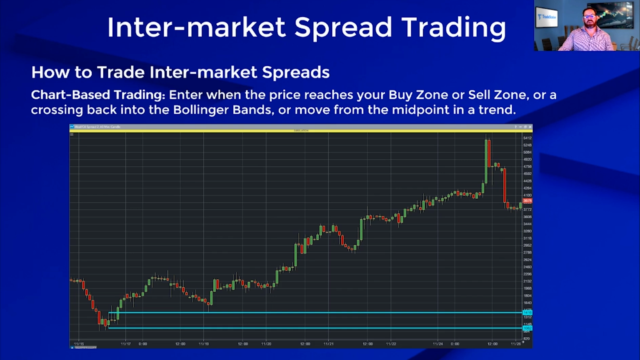Now, intermarket spreads, there's a couple different ways of trading this. Because you're trying to chart the actual spread, which is the price difference between the two related securities. You do it on notional value. You could do it based on charts, pretty much the same way you chart other securities in technical analysis and trade them. With chart-based trading, you can enter when prices reach a buy zone or sell zone. Supply or demand, support, resistance, whatever it is you trade.